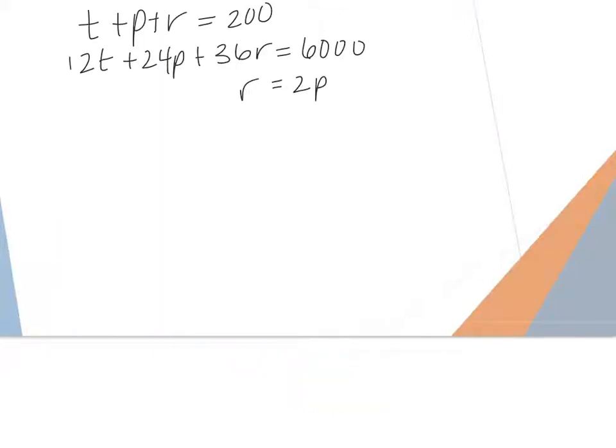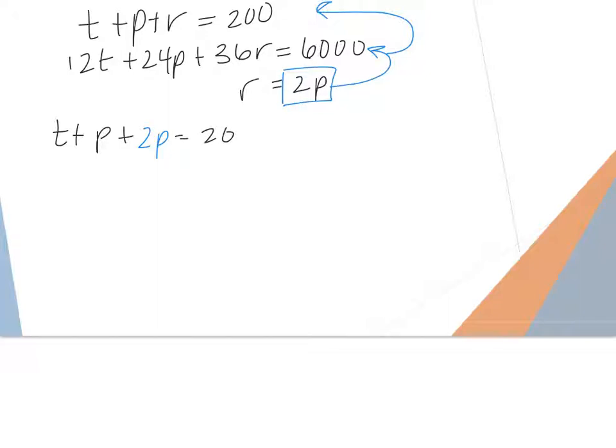All right, so to substitute 2P for R, we're going to substitute that into the second and the first equations. So the way that'll look is for the first one, I'll have T plus P plus 2P equal to 200. That's going to be T plus 3P is equal to 200. Okay, that's as far as I can go for that one.